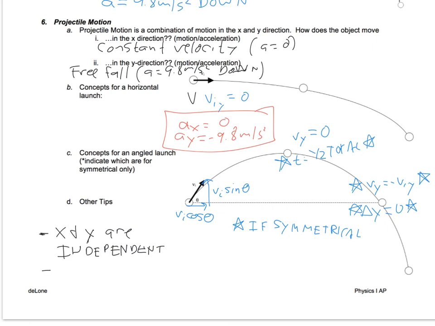Other things too, sines is another big one, and then lastly, time is the thing that is shared by x and y. Okay, time doesn't have an x or a y direction, so that does link the two sides.